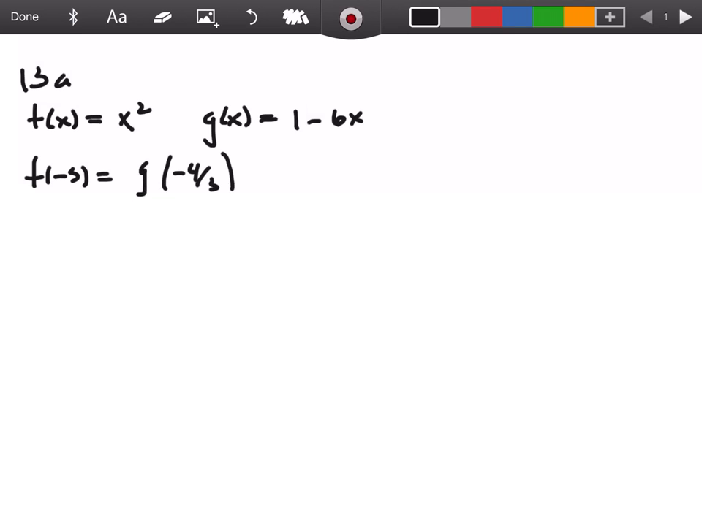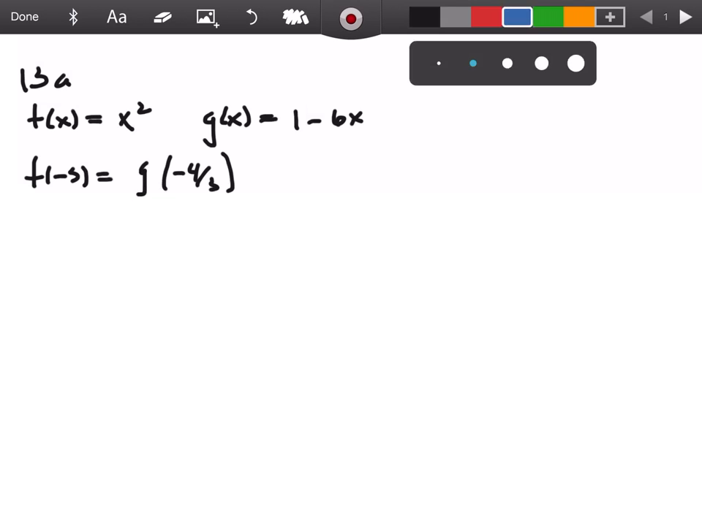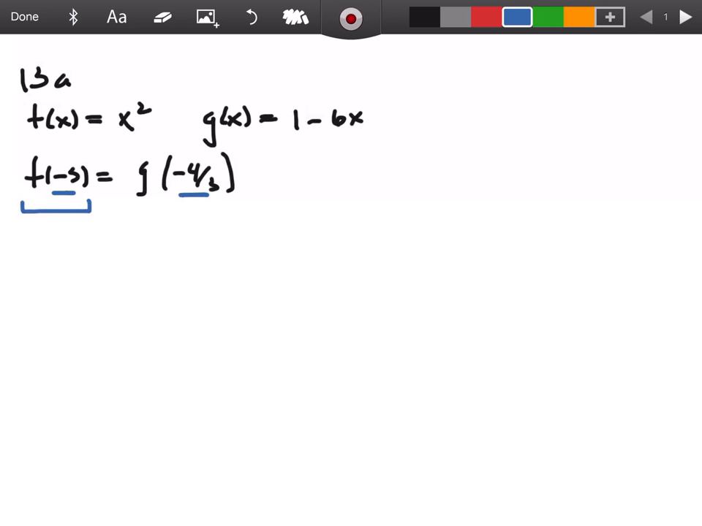So this one's pretty straightforward, right? You just plug in the argument, that's what you call what's inside the parentheses. Plug the argument in each function and then see what happens, and they should equal the same thing. So let's start with the function f. So put negative 3 in for x.